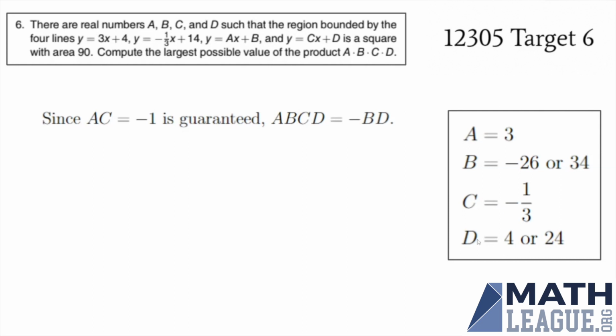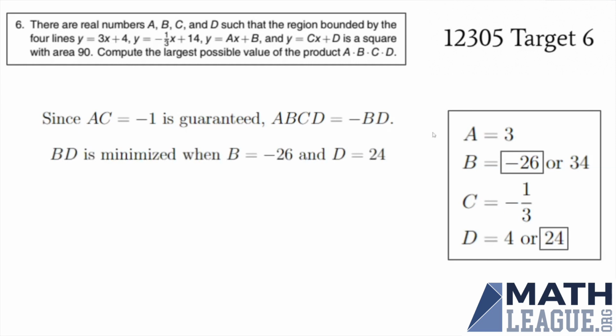AC is always going to be -1, so the product ABCD is just going to be -BD. To maximize ABCD, we minimize BD. That means we take B equals -26 and D equals 24, and that gives us the maximum value 624. And that is the final answer of target 6.